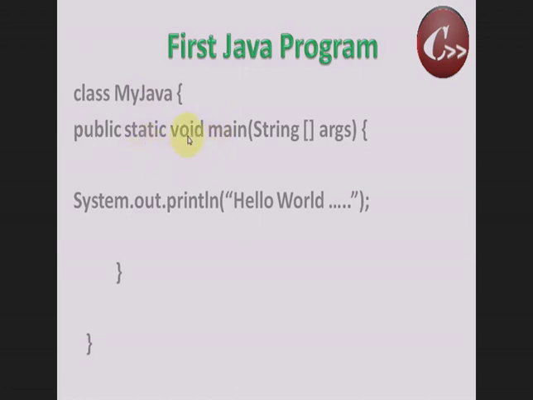Void is here because the main function is not going to return any value. String args means the main method receives an array of strings. System.out.println is the command used to print something, so the output would be hello world. Now in the next video I will be explaining how we can write, compile and run this first Java program.